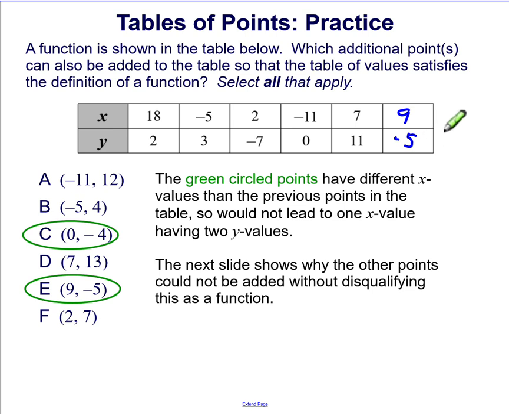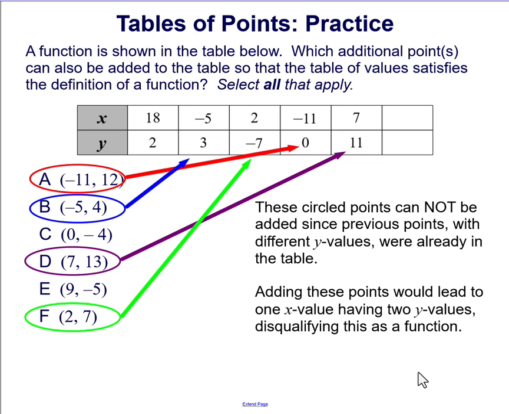Now let's go to the next slide and show why the other points could not be added without disqualifying this as a function. If we look at the 4 points that are circled, for example, -11 and 12, we notice that there is another -11 here, and this has an output of 0. So adding -11 and 12 to the table would give me two different outputs, two different y values. Here -11 would have a y value of 0, and here -11 would have a y value of 12. So adding that point here would disqualify this table from being a function.